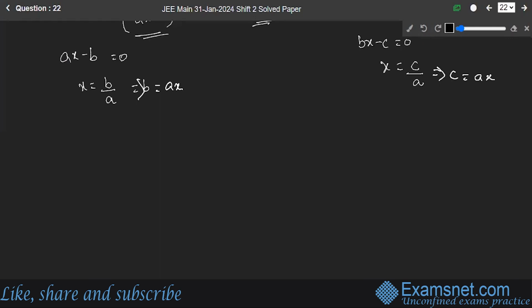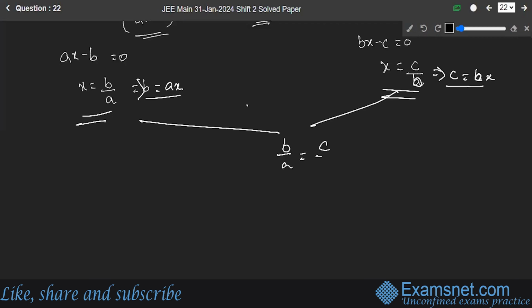Wait, there is supposed to be b, and this is equal to this. Okay, so you have b is equal to ax and c is equal to bx. Also, these two terms are equal. So from both of them, you have b upon a is equal to c upon b. This gives me b square is equal to ac.